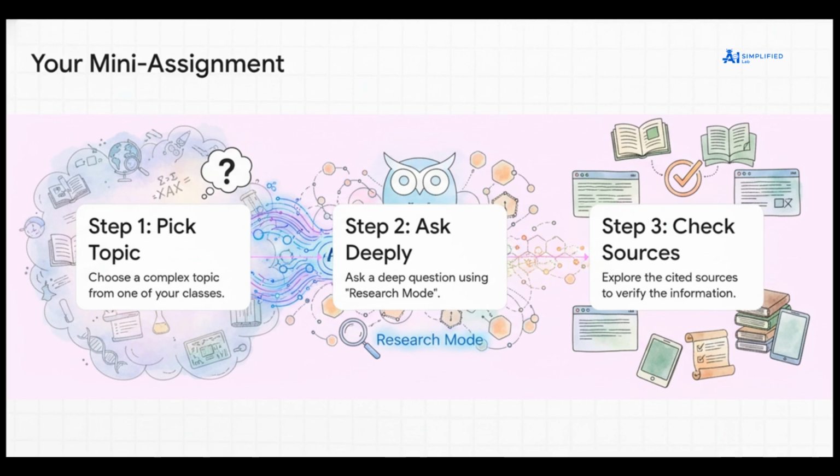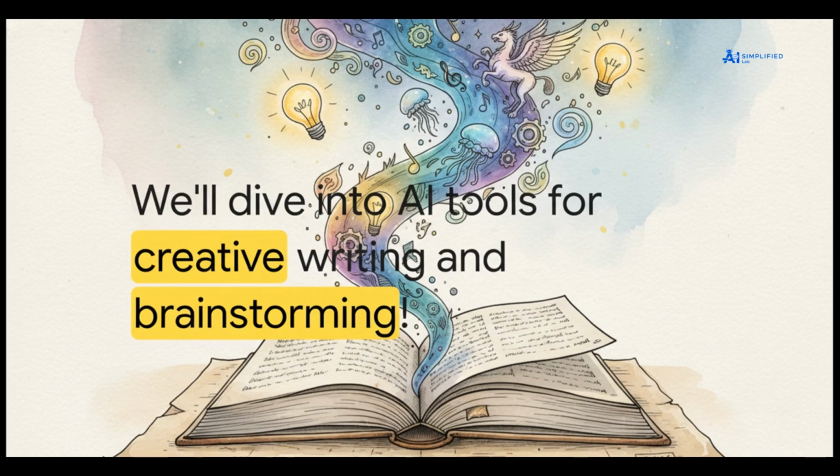And then step 3, and this is the most critical part, I want you to actually explore the cited sources. Click on those little numbers, see where it's pulling the info from, and check its work. Go on, be a skeptic. So go give that a shot. And once you've done that, get ready for our next session.